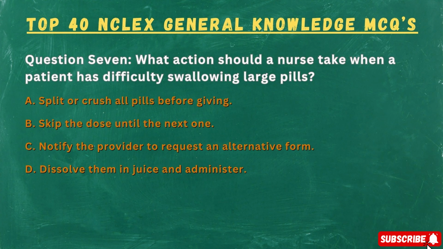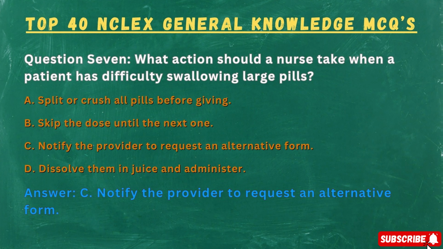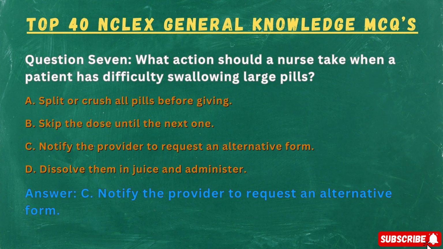Question 7. What action should a nurse take when a patient has difficulty swallowing large pills? A. Split or crush all pills before giving. B. Skip the dose until the next one. C. Notify the provider to request an alternative form. D. Dissolve them in juice and administer. Answer. C. Notify the provider to request an alternative form.